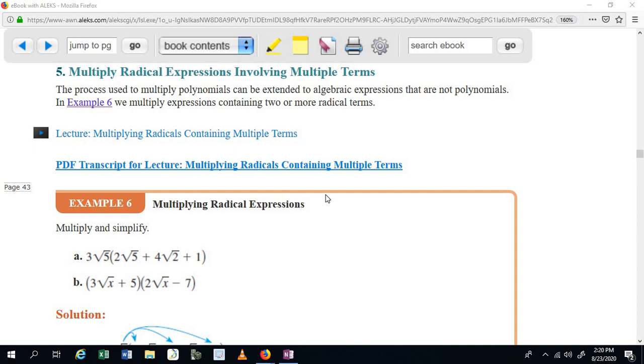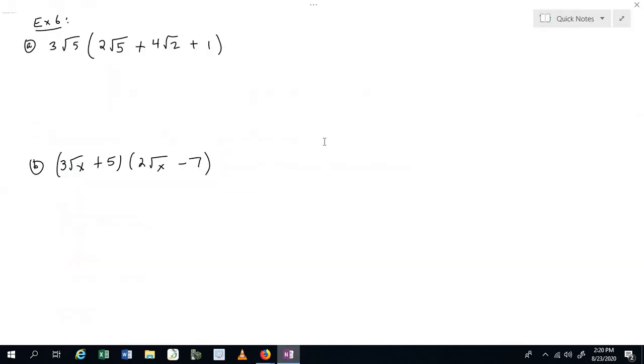Hello again. In this video, I'm going to go over section R4, objective 5, which is about multiplying radical expressions involving multiple terms. And so let's look at example 6, parts A and B first. We want to multiply this radical by this expression, which has some radicals inside the parentheses. The way to do that is to just distribute this to all three terms. So let's multiply these two first.